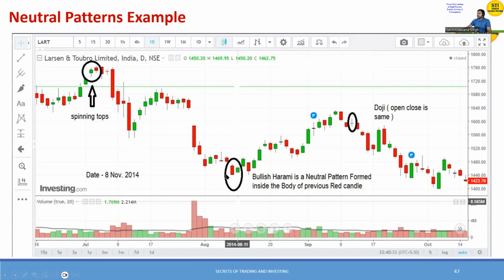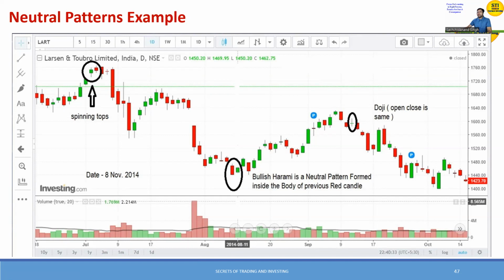Bullish harami is another neutral candlestick pattern. What is happening there is there will be a red candle first, and in the middle of the red candle, the next candle will be a green candle.